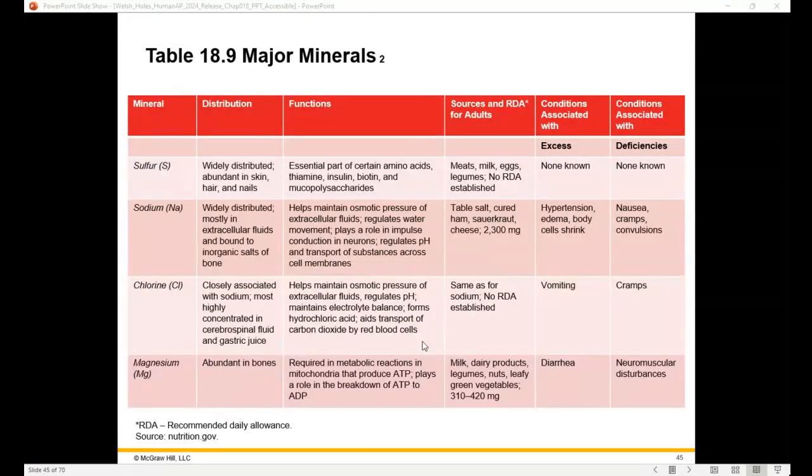Chlorine helps maintain osmotic pressure of extracellular fluids and regulates pH. It maintains electrolyte balance. It forms hydrochloric acid. It aids transport of carbon dioxide by red blood cells. And magnesium is required in metabolic reactions in mitochondria that produce ATP and plays a role in the breakdown of ATP to ADP.